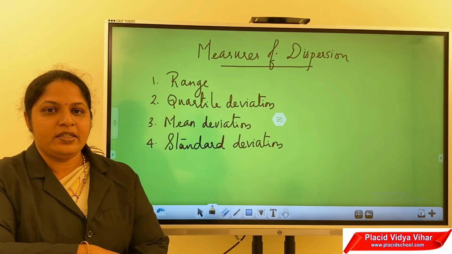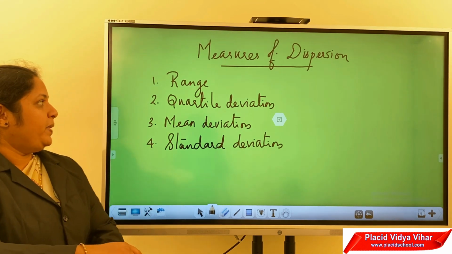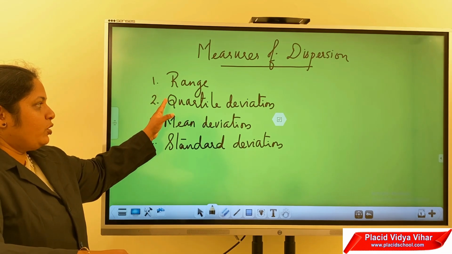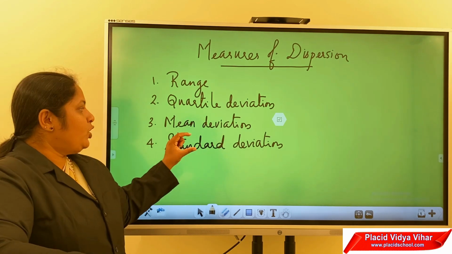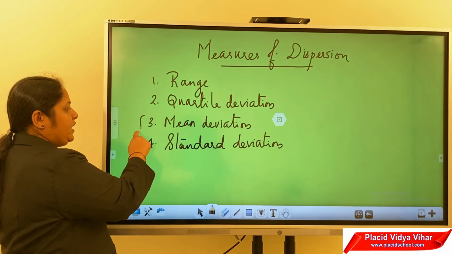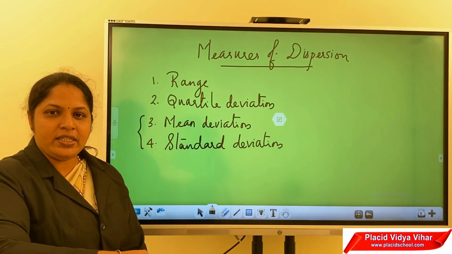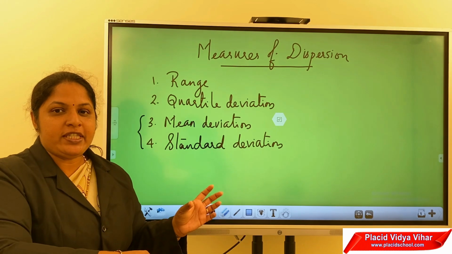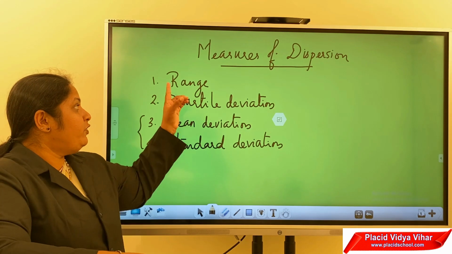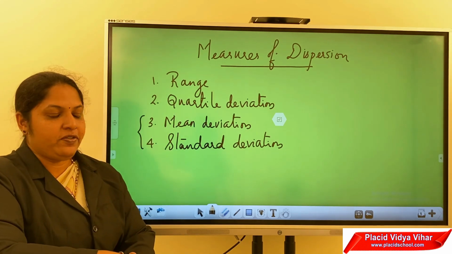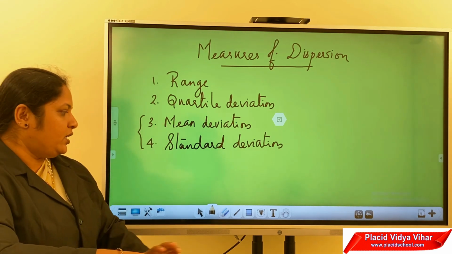There are several measures of dispersion that we are going to discuss in this chapter. The major ones are range, quartile deviation, mean deviation and standard deviation. In this chapter, we are going to learn only about mean deviation and standard deviation. Range, we have already discussed it. Range is, if we have a set of data, the difference between the maximum value and the minimum value will give you the range of that set of observations. We are going to discuss in this chapter about mean deviation and standard deviation.